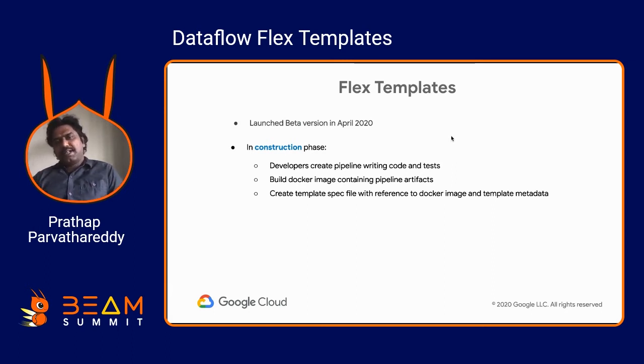If you have noticed earlier in traditional templates, once the developer finishes writing the code, and runs it with that extra parameter that Sumit was talking about, the entire pipeline request gets serialized as a JSON and is staged on Google Cloud Storage as a template. But in the case of Flex templates, we build a Docker image containing these pipeline artifacts, and on top of that, we'll create a template spec file. I'll go into detail on how to do this and what each of these contains.